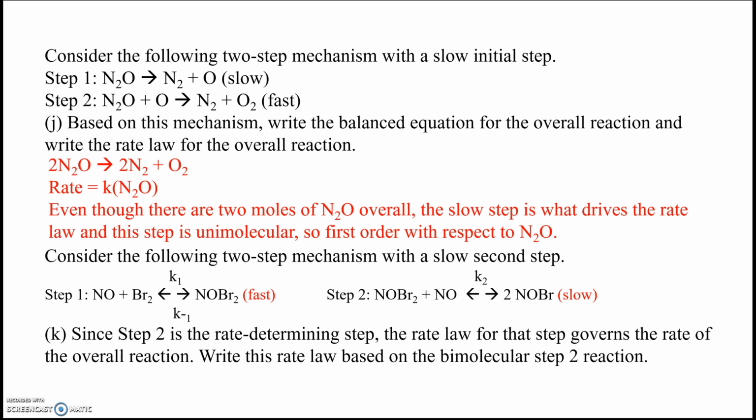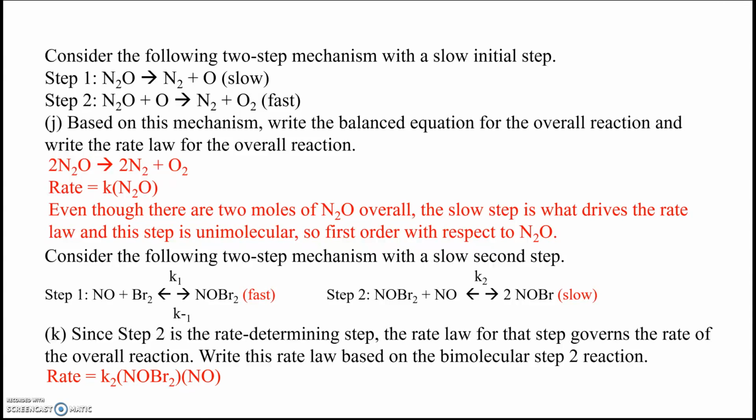Now let's take a look at the next one. Here I've got, rather than the rate limiting step being the first step, it's some subsequent step. So I can look at this and see, according to what we've been given, the slow step is the second step, and I can write my rate determining step here. And so rate is equal to K2 times NOBr2 times NO.